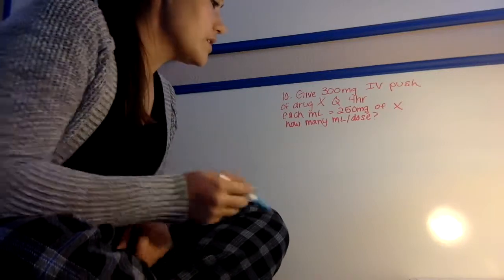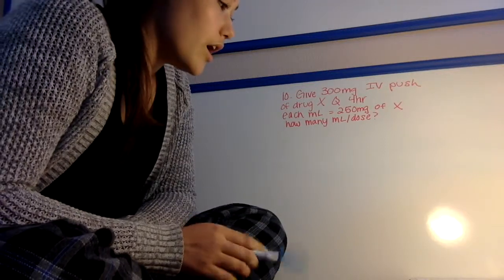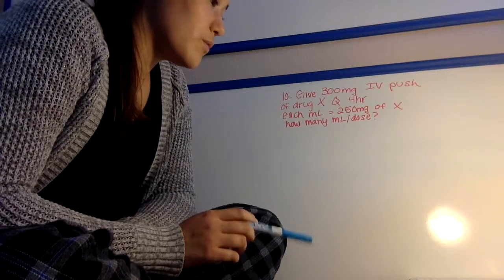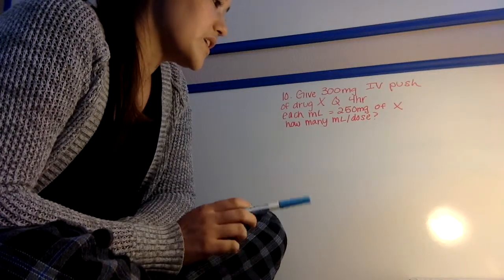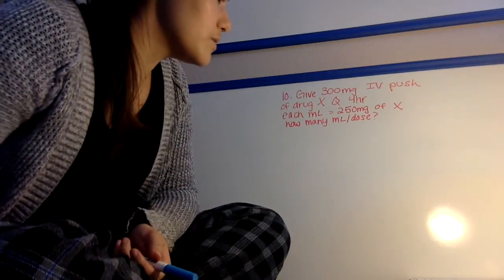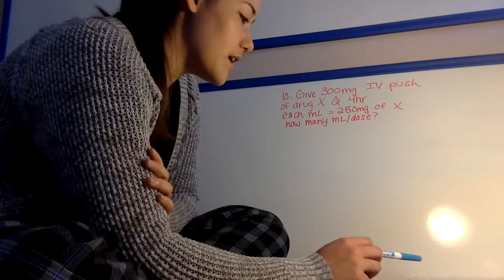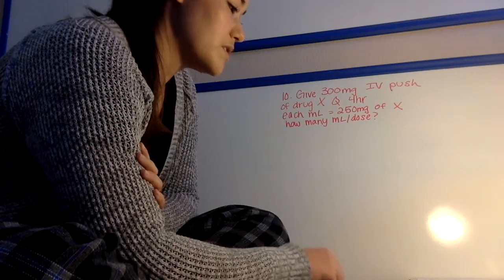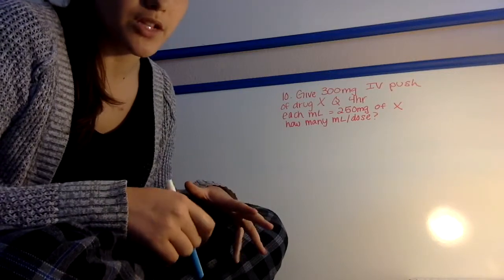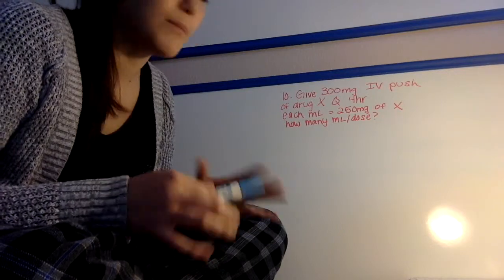Okay, so here it says give 300 milligrams via IV push of drug X every 4 hours. The vial for drug X states when reconstituted with 1.8 milliliters of sterile water, each milliliter will contain 250 milligrams of the drug. We need the amount of milliliters for a single dose. The part about reconstituting with 1.8 milliliters of sterile water, don't worry about that. That's just fluff for this type of question. All we want to know is how many milliliters we are giving per dose.